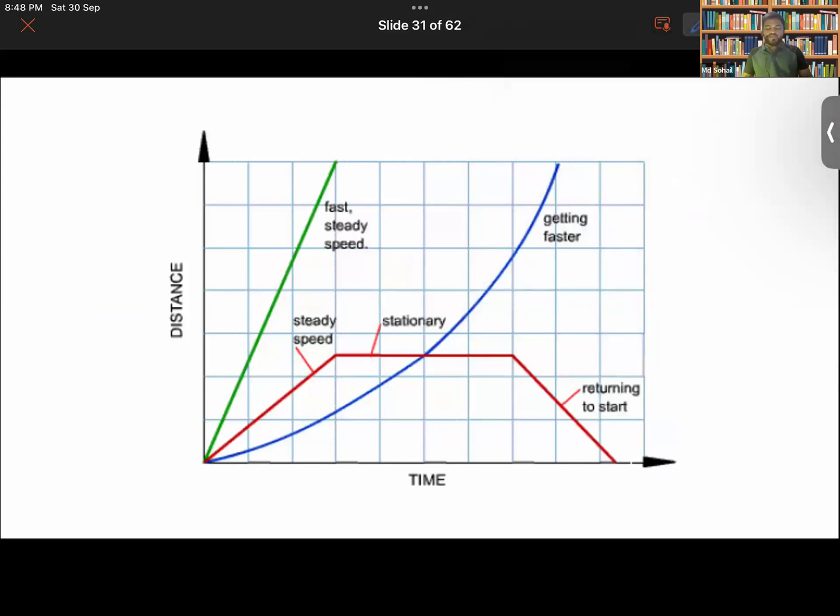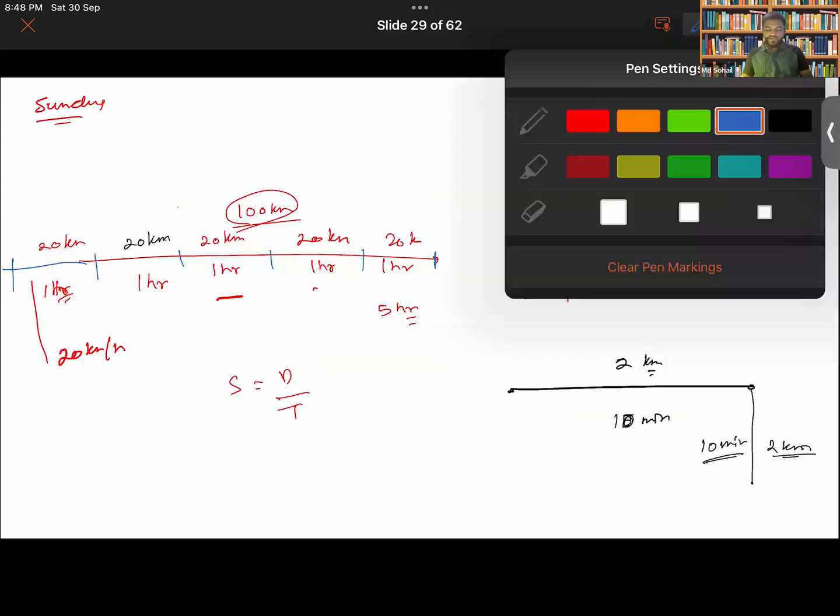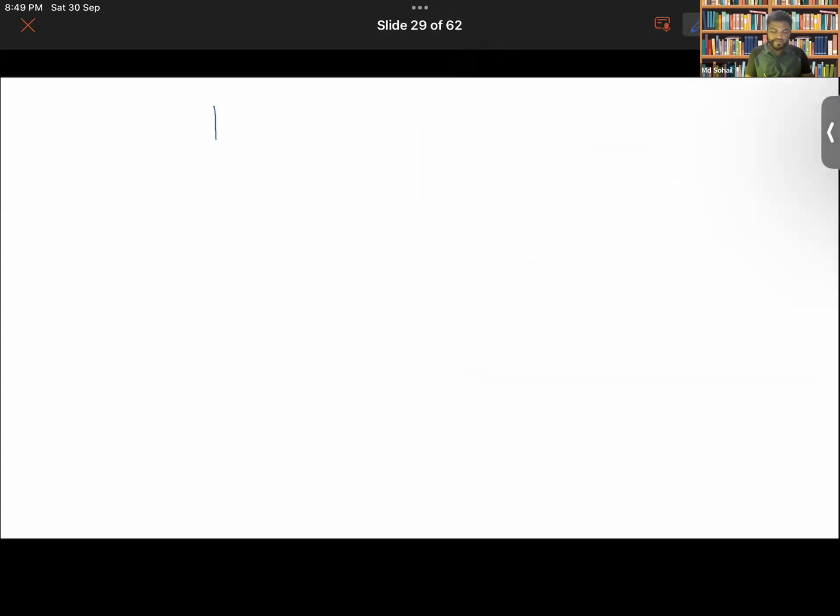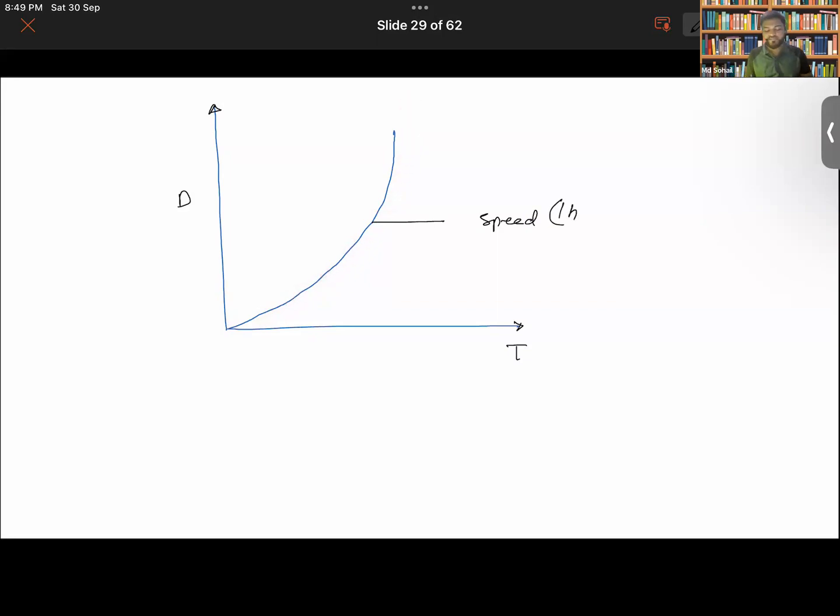Whenever you see a graph like this, where you're getting a curve-like line like this, this curve line, you guys know, represents nothing but the speed of the vehicle. So if the curve is going upwards in this manner, then the speed is increasing.